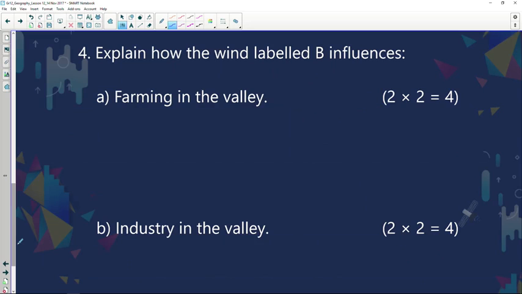And industries in the valley, what's going to happen, especially during winter, the pollution is going to be trapped below the inversion layer or thermal belt. So it's going to create more smog with the industries.